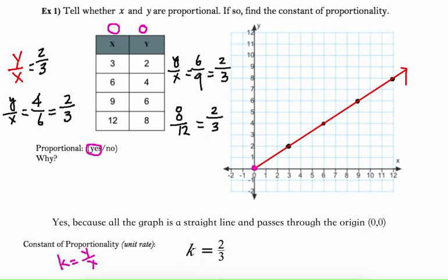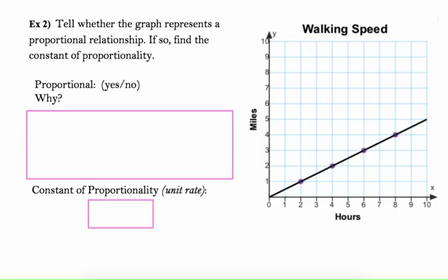Let's move on to the next example. Again, tell whether the graph here represents a proportional relationship. If so, find the constant of proportionality. So looking at this graph, this is a graph on walking speed. You have x value, which is the hours, y value, which is probably the distance that you traveled in miles.